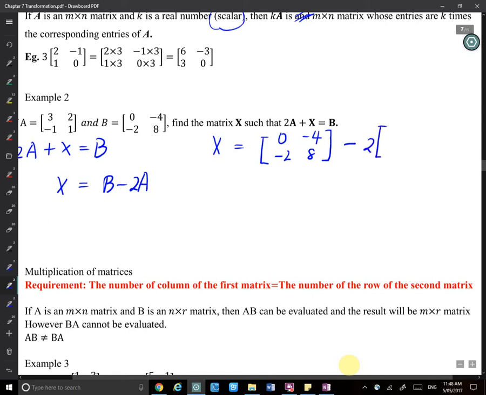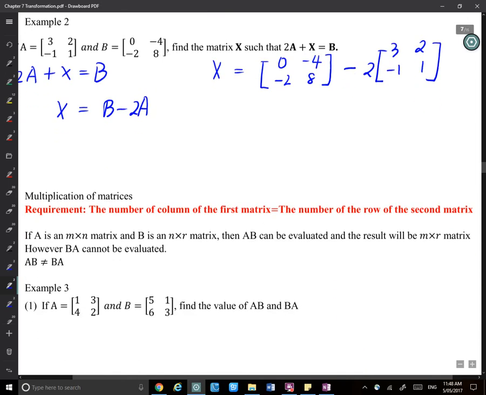Minus 2 times A. A is 3, 2, minus 1, and 1. Okay, B minus 2A. B is still like that, and 2A, okay, 2A. I'll times 2 for all the entries here. So 6, 4, minus 2, and 2.